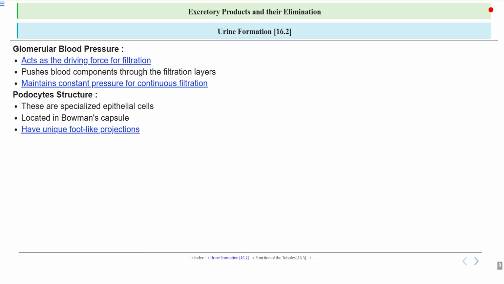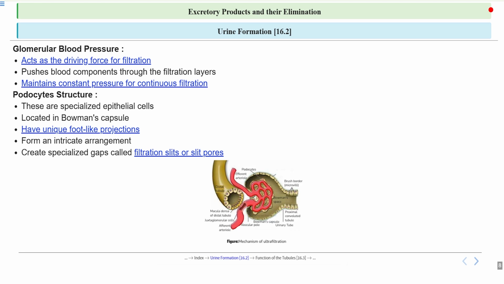So podocytes have unique foot-like projections called pedicels. It is important: these projections wrap around the capillaries, creating a tight but selective barrier. These projections form an intricate arrangement, almost like interlocking fingers, which help create the filtration slits. The specialized gaps between these projections are called filtration slits, or slit pores. These slits are just the right size to let water and small molecules through, but block larger proteins and cells. So you can see the mechanism of ultrafiltration through this picture.